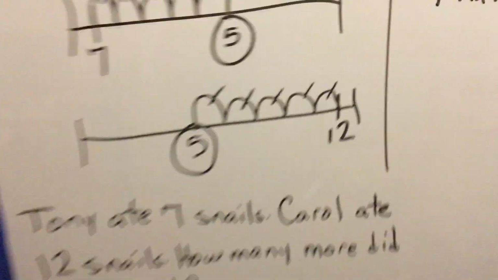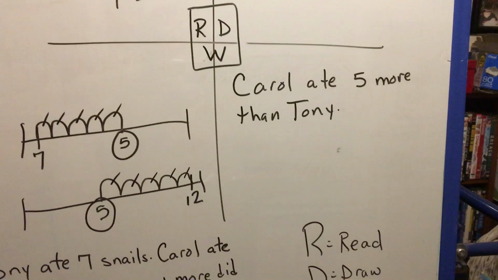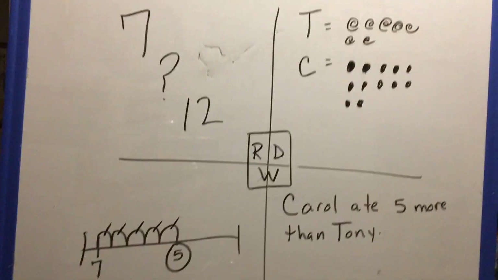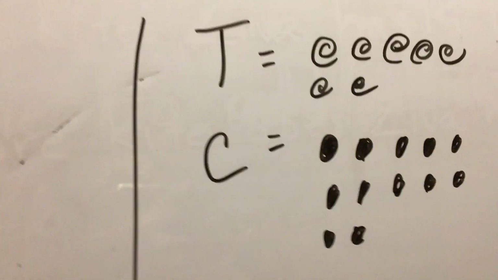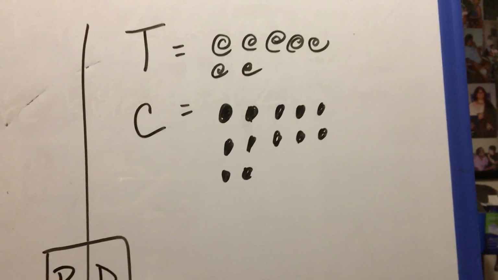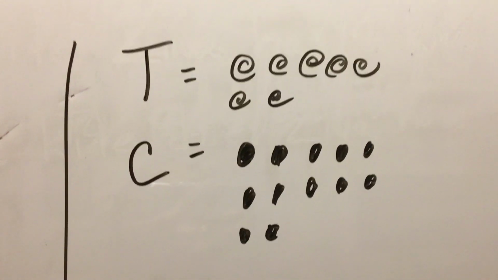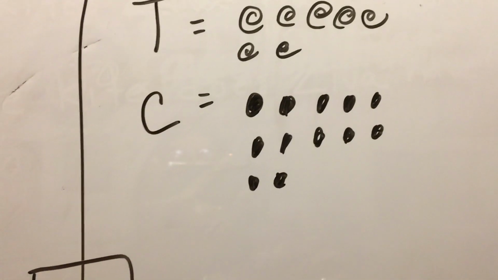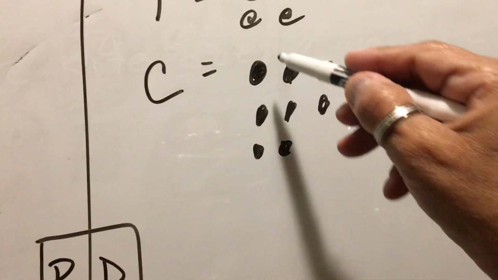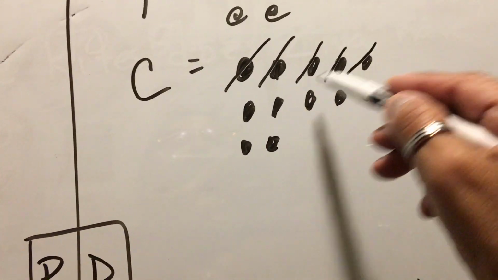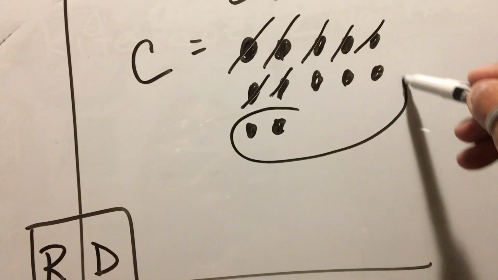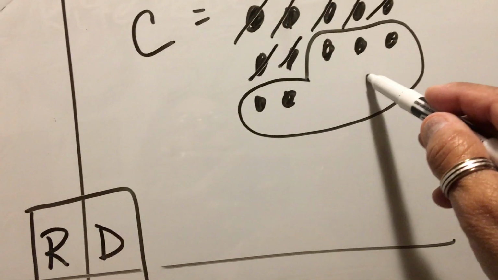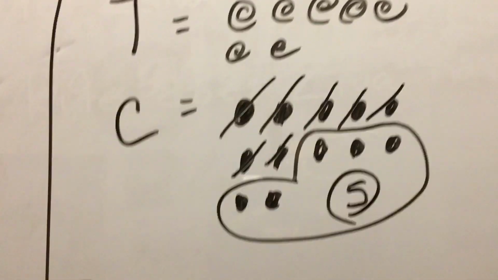How did I know it was going to be the same? Because on many of the word problems, you can add or subtract. And as a matter of fact, I want to come back over here. I drew this out. This is another way I could have worked it out. I could also use this one. I can cross out 1, 2, 3, 4, 5, 6, 7 from Carol's because we know Tony ate 7. I'm going to circle what I have left and count what's inside there. 1, 2, 3, 4, 5. How did I know that was going to be 5 also?